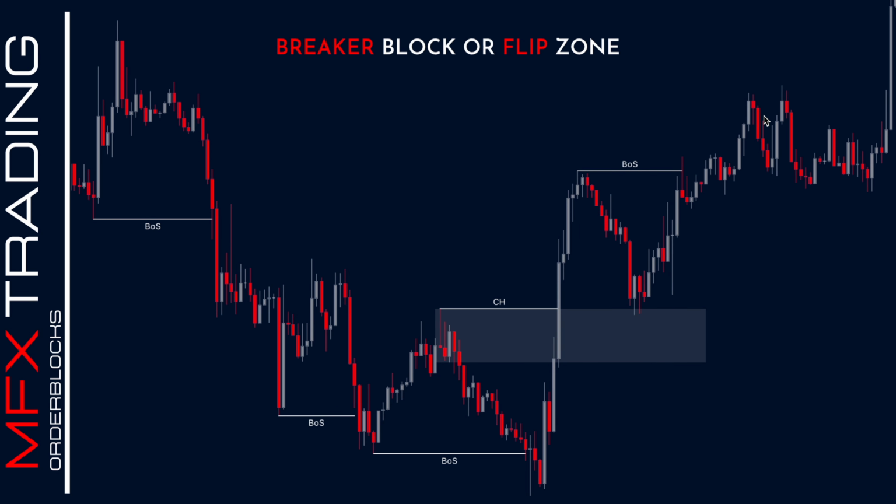Then for the fourth type, we got the breaker block or the flip zone. As you can see, the market gave us continuous breaks of structure to the downside, which also left a nice supply zone to trade from. And this is why I say I never enter with limit orders. It burst through and it gave us a change of character.